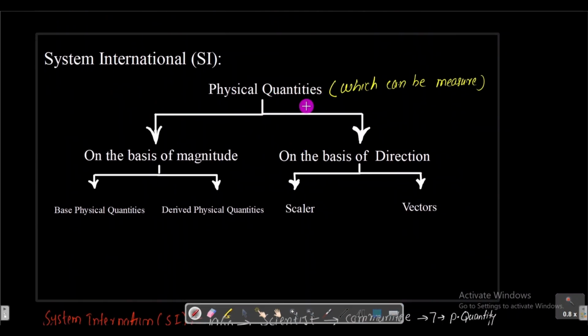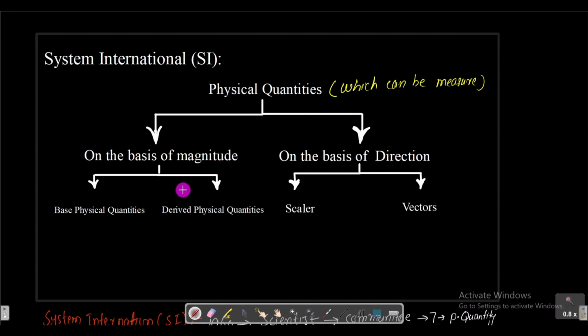In other words, we can say that all the quantities defined inside science are called physical quantities, because science is only applicable to physical quantities. So all the formulas present in your chemistry books and your physics books come under physical quantities. Physical quantities consist of all measurable quantities, and then we classify these physical quantities.